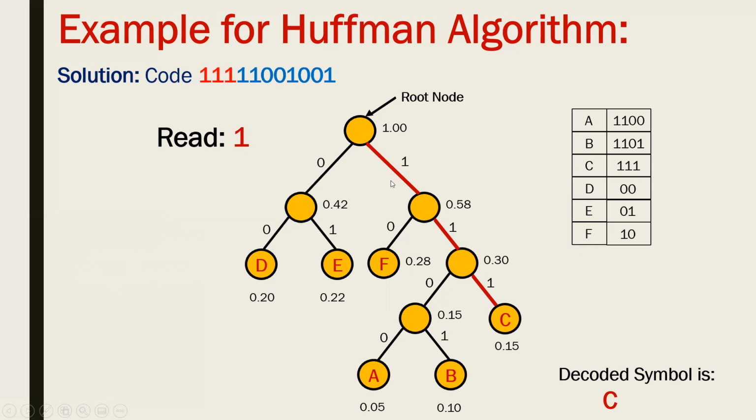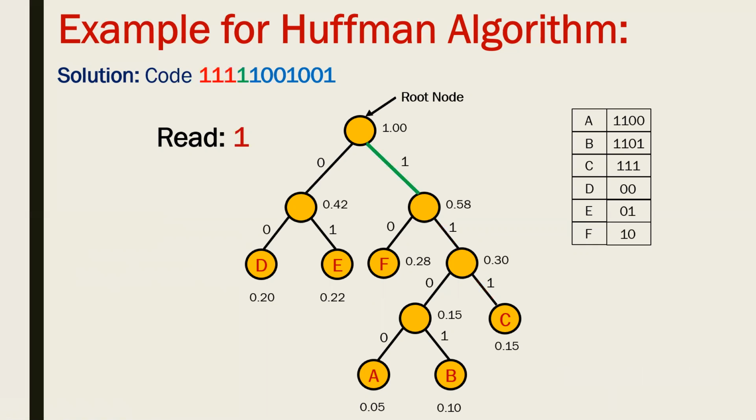So every time we have to process from the root node and read these bits until we get a leaf node. Since we are on the leaf node C, the first 3 bits are for the character C. So the decoded symbol is C. Now again we move to the root node and start reading the remaining codes.